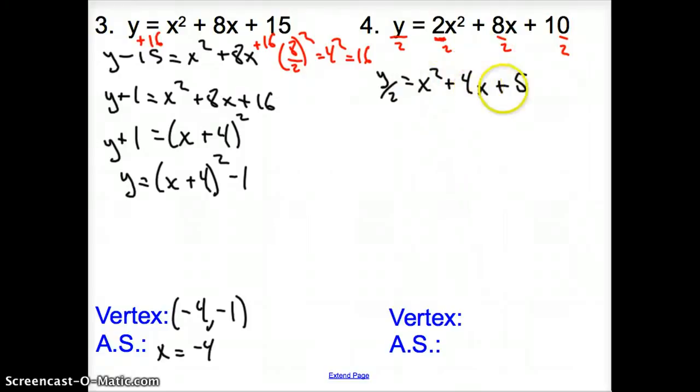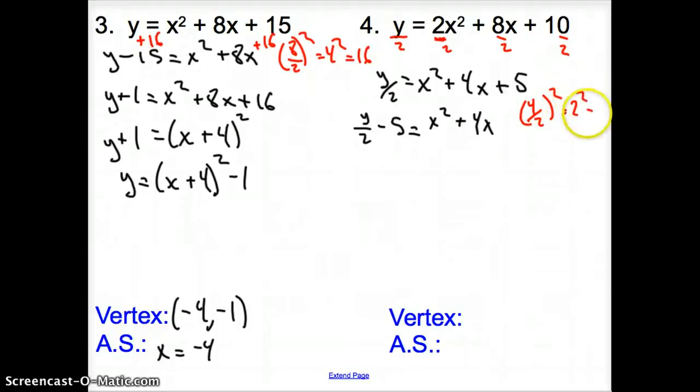Now after that, everything's the same. Attack it the same way. What did we do right here? We subtracted 15 over, so let's subtract the 5 over. So now it's y over 2 minus 5 equals x squared plus 4x. Now we have to divide the b term by 2 and square it, so 4 divided by 2, that is squared, so it's 2 squared. 2 squared is 4, so I'm going to add 4 to both sides.